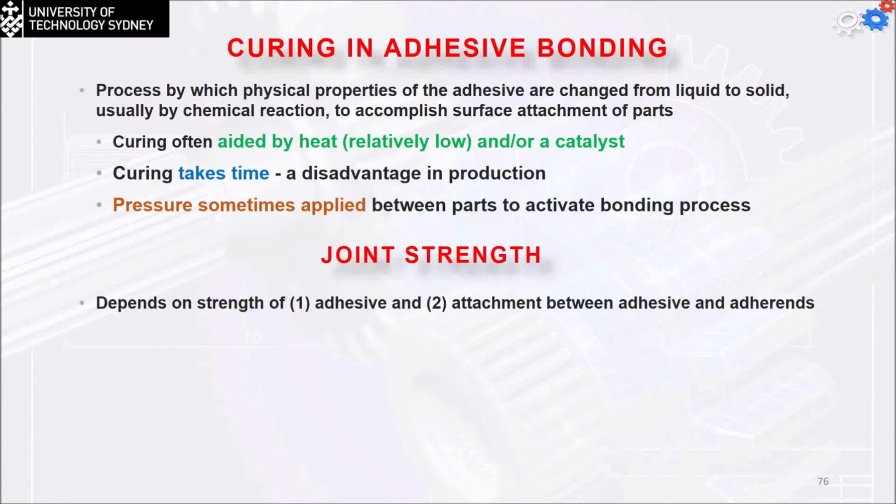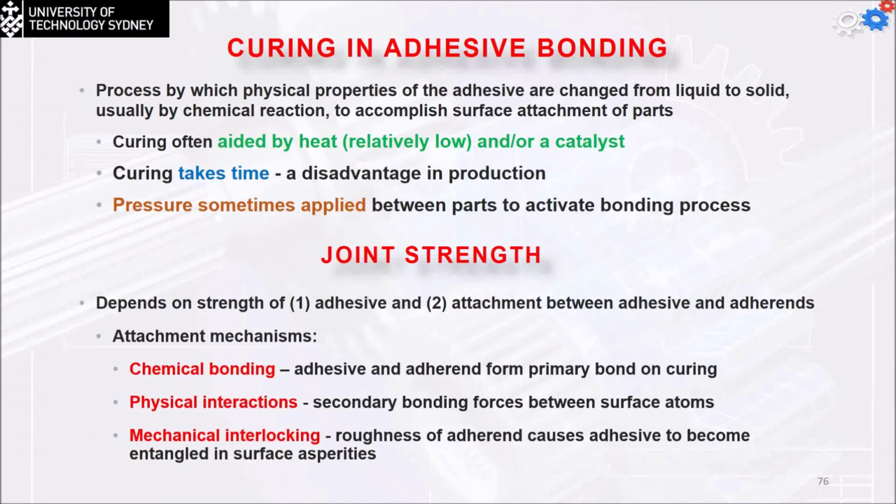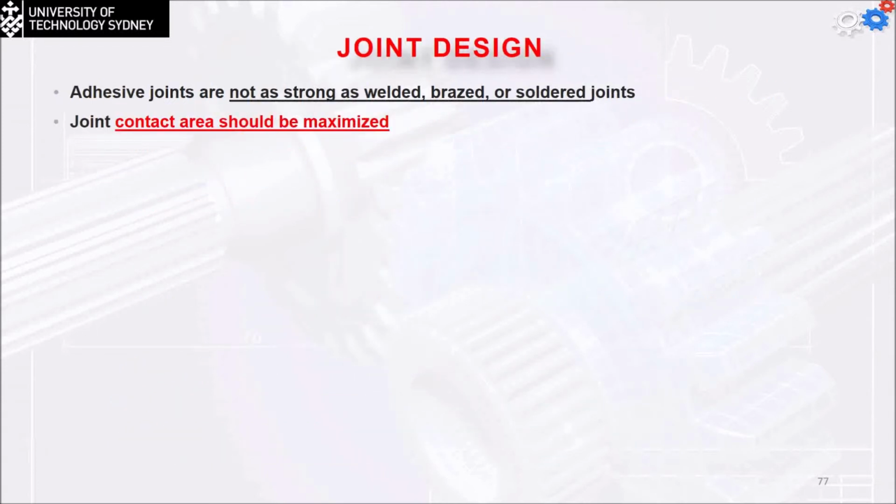The attachment mechanism can be chemical bonding, it can be physical interaction, and it can be mechanical interlocking. In the case of mechanical interlocking, the roughness of the adherent causes the adhesive to become interlocked in the surface asperities, simply because we have more cavities and thus more adhesive material. In the joint design, adhesive joints are not as strong as welded, brazed, or soldered joints, so the contact area should be maximized as much as possible. So that's why we do the roughness.